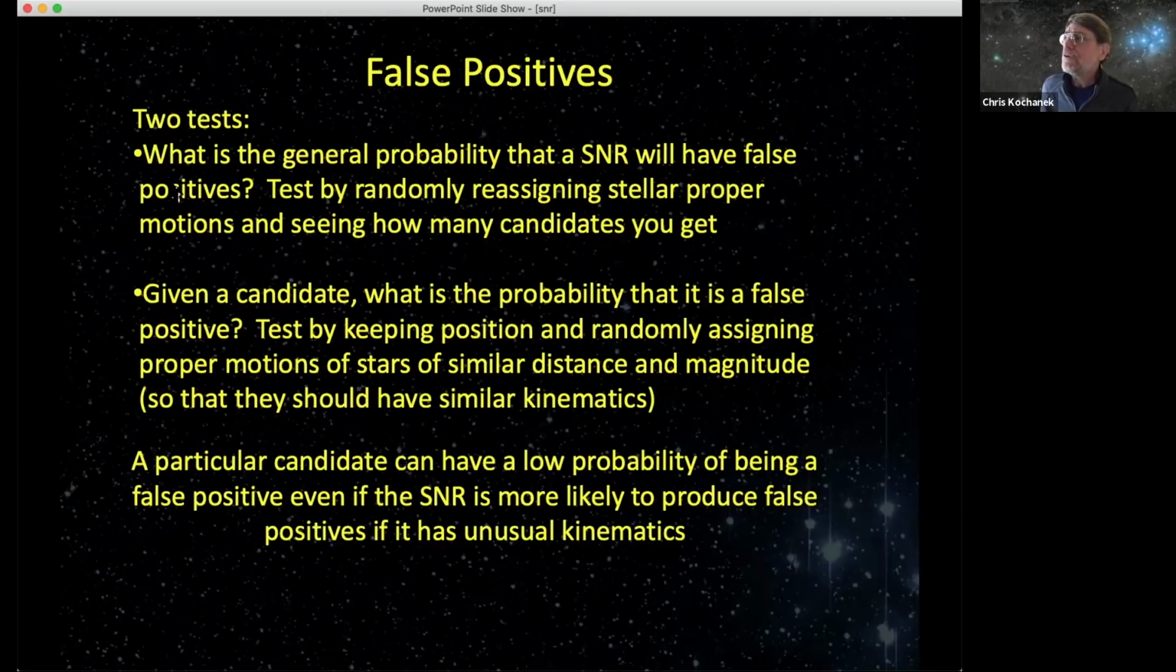And the two are not quite the same, because in theory you could have a supernova remnant that is quite susceptible to producing false positives, but the particular candidate you found is very unlikely to be a false positive, because the kinematics it has in order to produce the intersection is just weird compared to all of the other stars. So it's not mutually exclusive that it will produce a lot of false positives, but the particular one you find is fine.